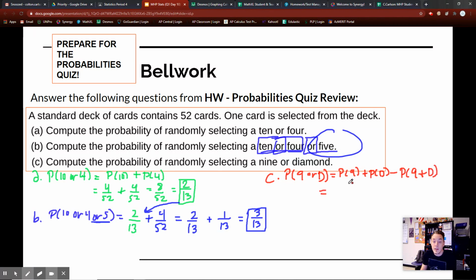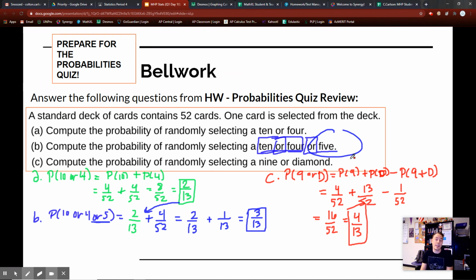Okay, so what's the probability of a 9? There are 4 9s out of a 52 card deck. How many diamonds are there? There are 13 diamonds in a 52 card deck. And how many diamonds are 9s? Well, there is 1 diamond that is a 9. So I'm going to minus that, over 52. 4 plus 13 is 17, minus 1 is 16 out of 52. And then that simplifies down to 4 out of 13. Sweet. So those are my probabilities.